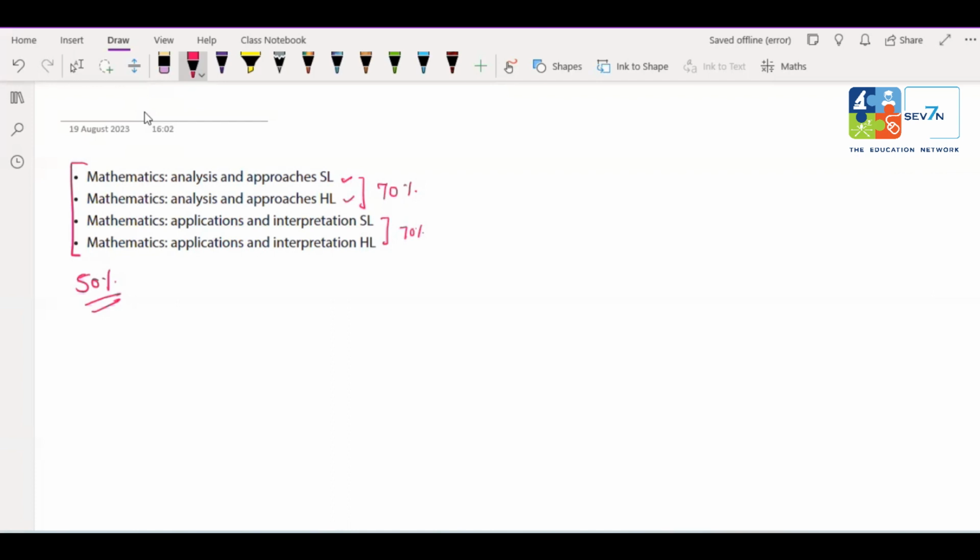But if we talk about the difference, there is a difference of 30%. This 30% syllabus is extra in HL, but in SL there is no extra syllabus. That 70% is 100% for SL, but this 70% is for HL and the 30% is extra for HL. And the same thing here, the 70% is the 100% for SL, but it's 70% for HL and 30% extra syllabus is there for HL level. So this is the basic difference.